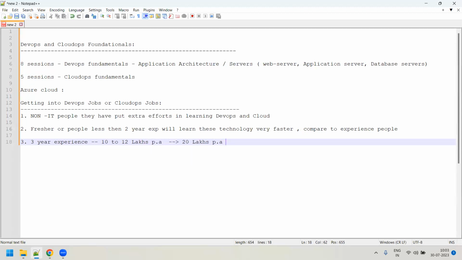The challenge comes only when the company wants to give a higher package to a DevOps or cloud person who has very high experience. Suppose in my case, I have like 12 years of experience, and I'm searching for a cloud ops job or a DevOps job. For me, getting a job with a very high package is very difficult.